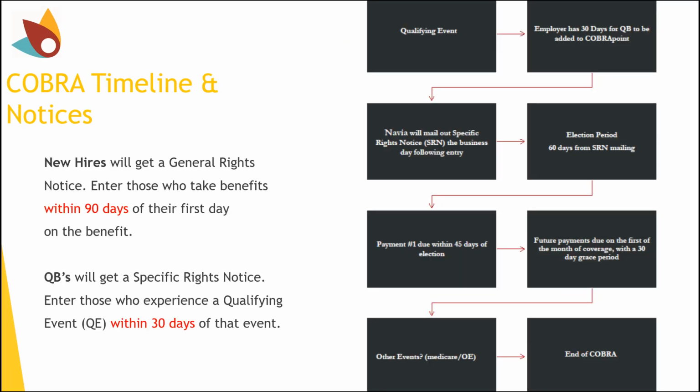You will need to notify two groups of people about COBRA. New hires and those accepting your benefits for the first time must be issued a general rights notice. Please enter them as a new hire within 90 days of their first day on the benefit. Those leaving your benefits due to a COBRA qualifying event will need to be issued a specific rights notice. This is often referred to as the COBRA offer because once this notice mails, the time frame for the QB to elect starts and they will be able to elect and pay to remain on your benefit plans as outlined in their notice.